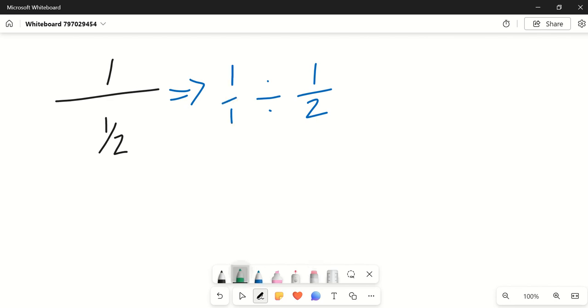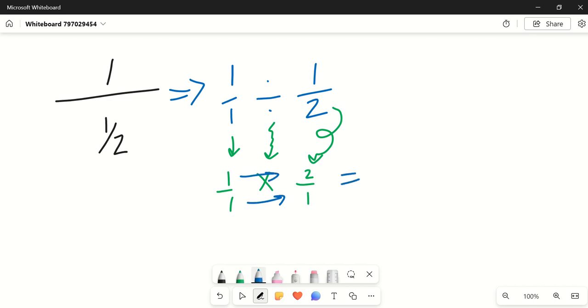And again, the whole number needs to be a fraction, so this will become 1 over 1. And when we divide fractions, we shake things up. It's the 3 arrows again. This comes straight down, this gets shaken up to become multiplication, and we take the reciprocal, and this will become 2 over 1. We multiply straight across, which will give me 2 over 1, or it's another way of saying 2. So 1 over 1/2, or 1 divided by 1/2, becomes 2. And this is how we simplify complex fractions.